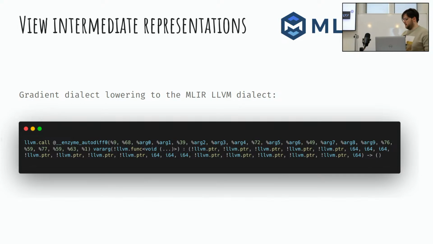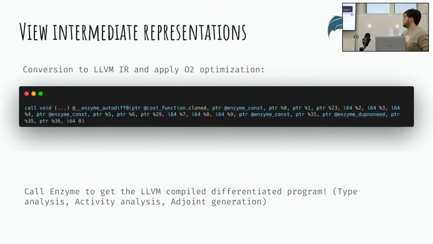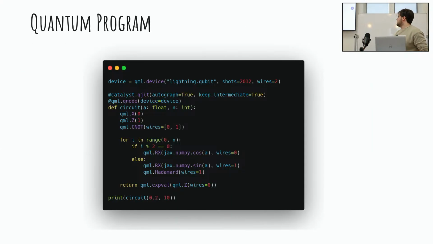And finally, after that, you have this conversion from the LLVM dialect to LLVM IR. And we apply O2, and after that, we finally call Enzyme, and it gives you the binaries for your classical quantum program. In that case, it was just classical, but yeah.